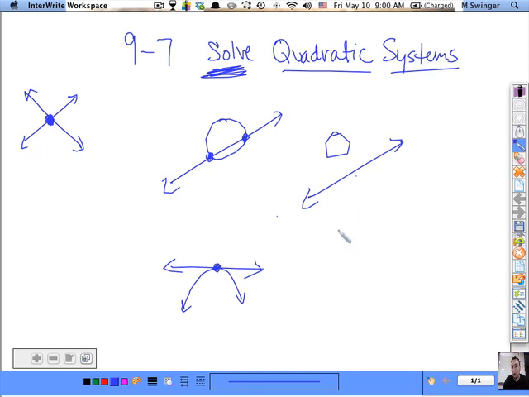You can have hyperbola, right? Hyperbola in a line. You could have a hyperbola in a circle. Okay, there's two solutions to this hyperbola and this circle. So we're going to find that, one using the calculator, two by hand. So you're going to have to know both ways to solve. Let's do our first one.